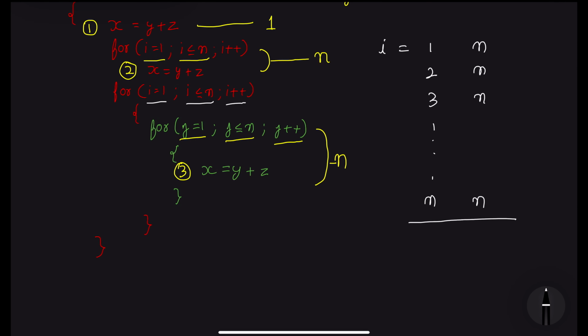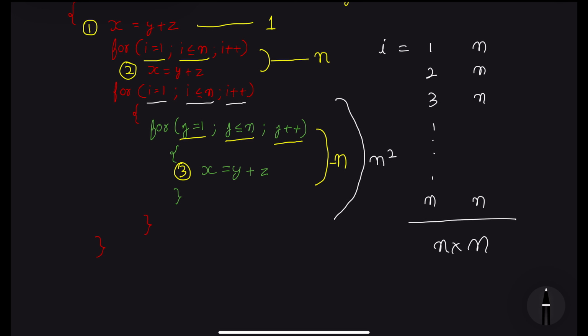If we sum up how many times the inner loop will run, it will be n into n times. The outer loop will run n times, and for each iteration of the outer loop, the inner loop will run n times. So the total will be n square. So the inner loop will run n times and the third statement will run n square times in total.